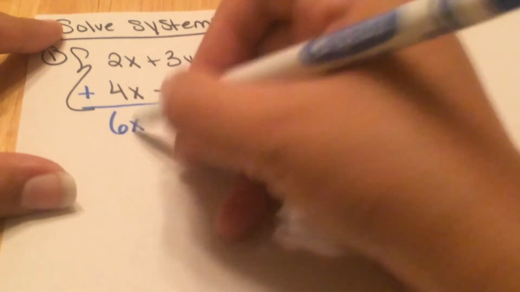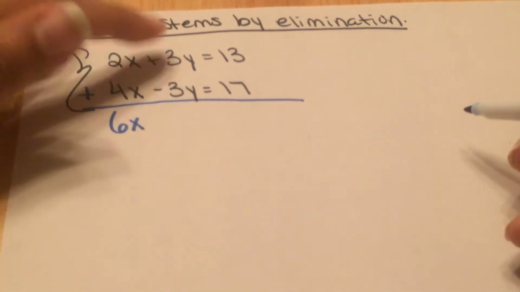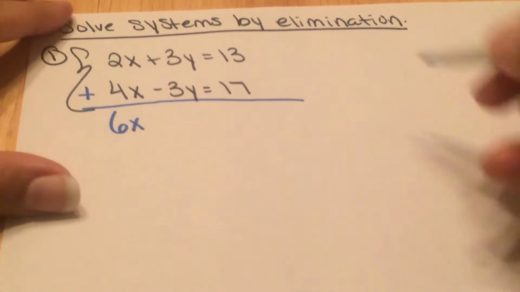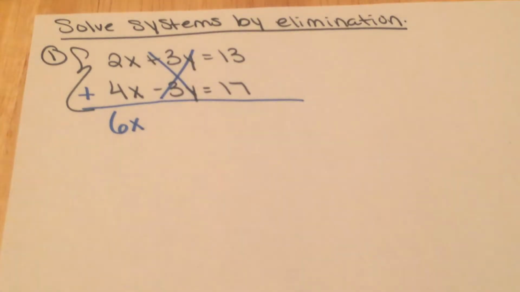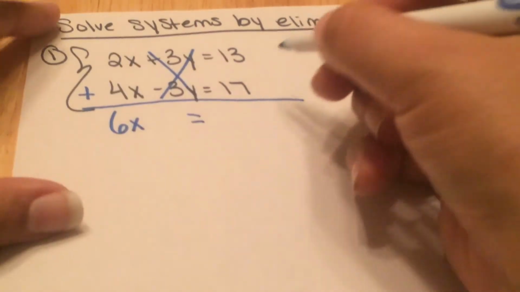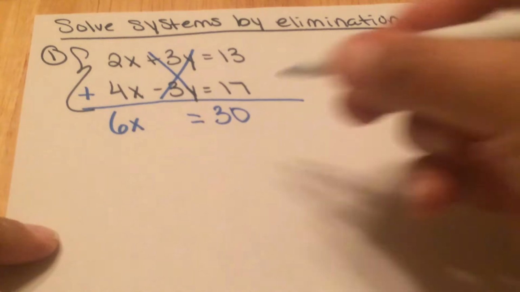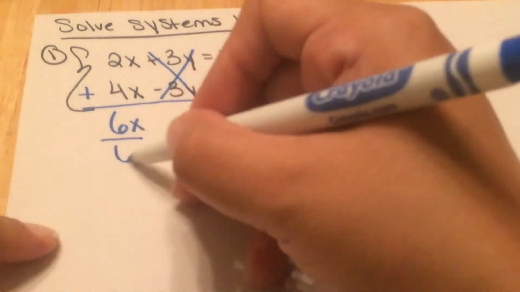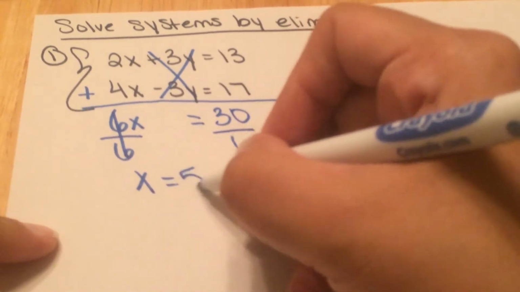2x plus 4x gives us 6x. What's 3y plus a negative 3y, or 3y minus 3y? Hey, we can eliminate that. Equals 13 plus 17 is 30. So now how do I get this x by itself? Well, I'm going to divide both sides by 6. So x is going to equal 5.